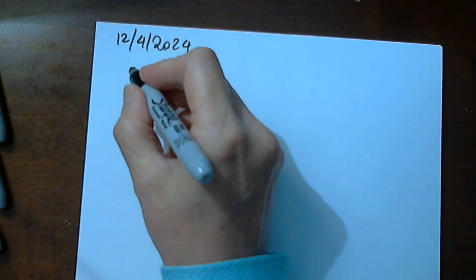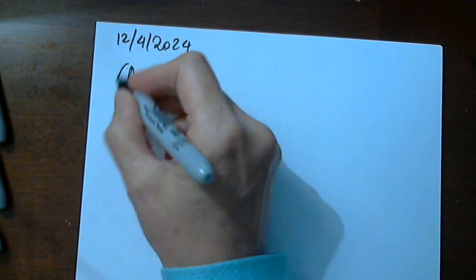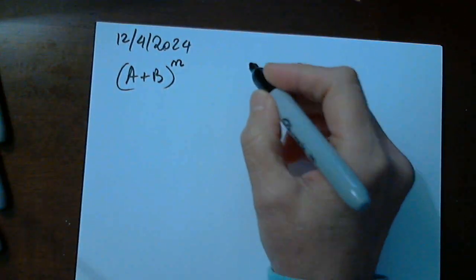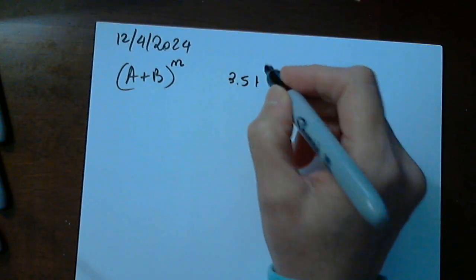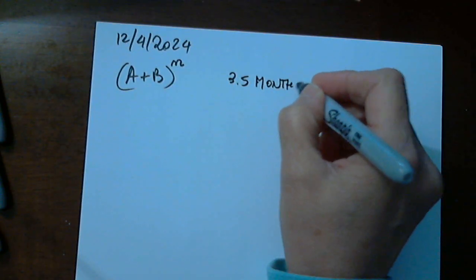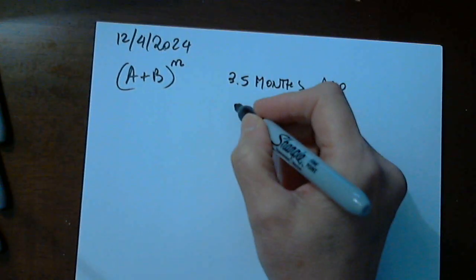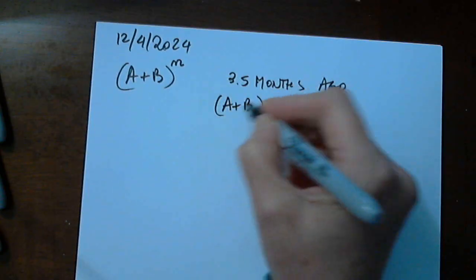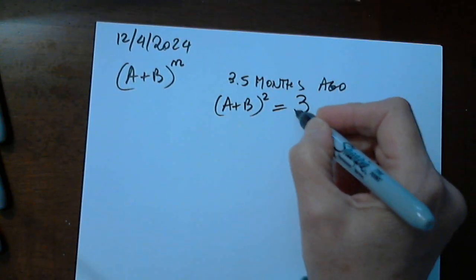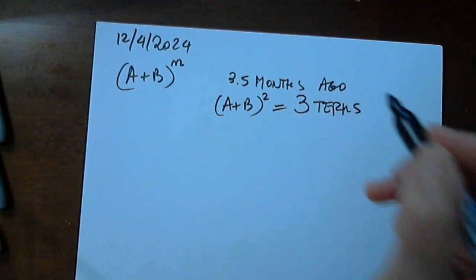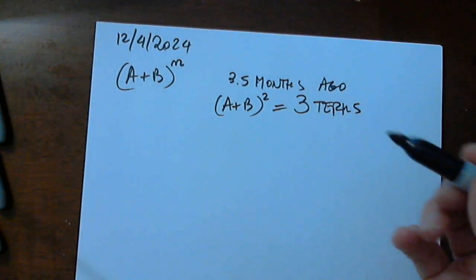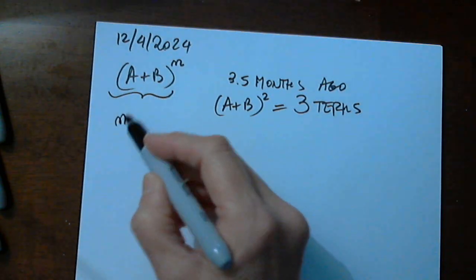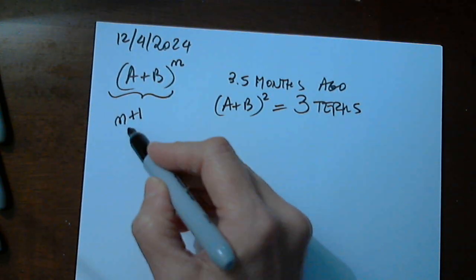We did talk about the binomial theorem to any power. And from the very beginning, I would say 3.5 months ago, we reviewed something very basic from algebra, 3 terms. Now, obviously, I'm expecting my students to remember this because we know that this expansion will have n plus 1 terms.